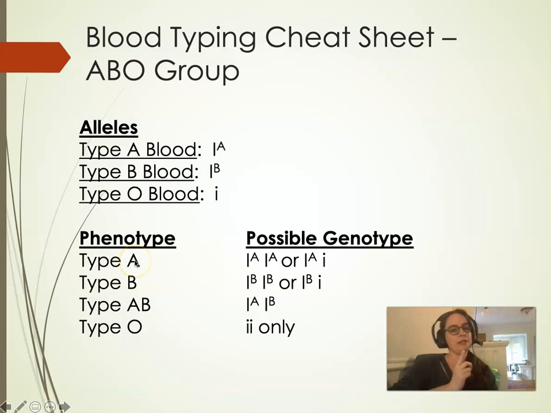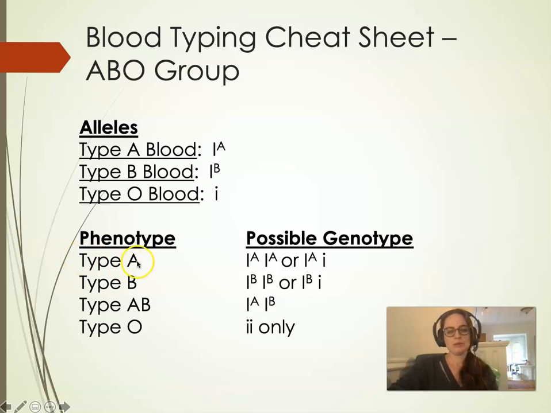Now, here's another complicating factor. Let's say you know that one parent is type A and the other parent is type B. That person who is type A could be homozygous dominant A, or it could be heterozygous A. Either of those end up being the phenotype A.